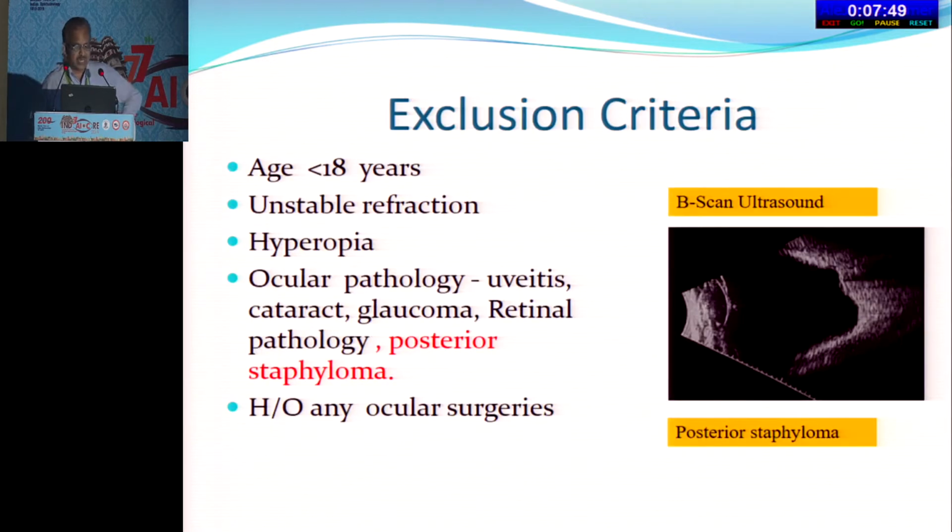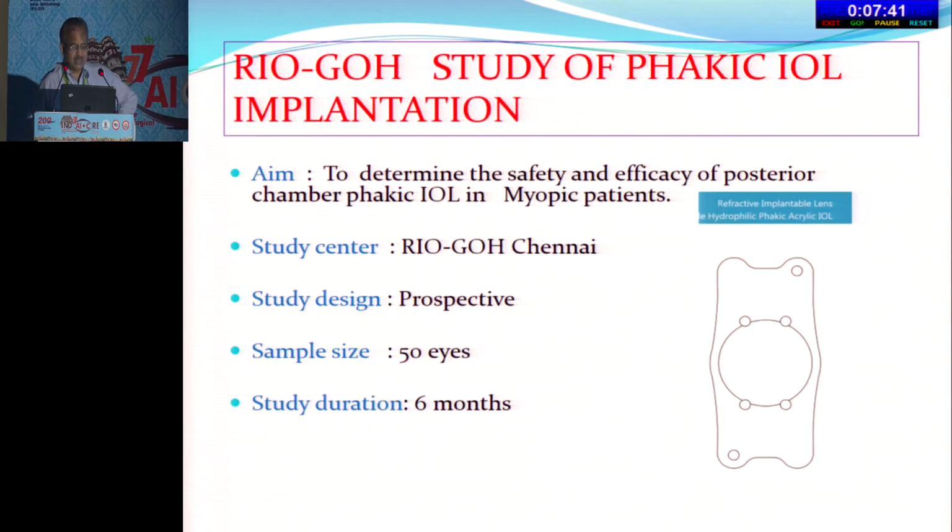Exclusion criteria: age less than 18 years, unstable refraction, hyperopia, and posterior cephaloma. RIOH did a study here to determine the efficacy and safety of the posterior chamber IOL in myopic patients. Study center is RIO, prospective study, 50 eyes, and 6 months duration.